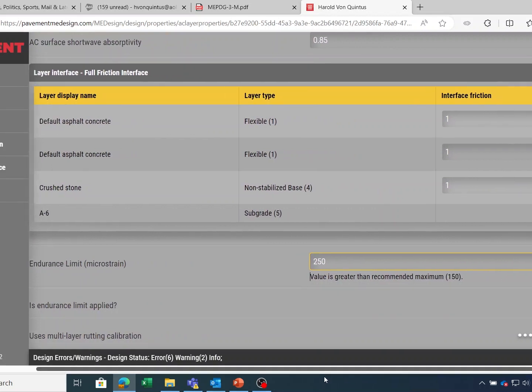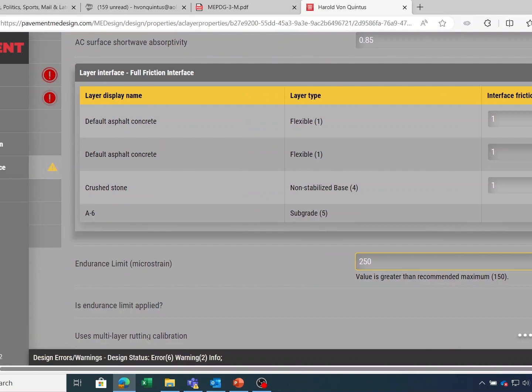So if a user has more than one asphalt layer, the user can enter the multi-layer rutting calibration coefficients for each individual asphalt layer. If the user does not check this box, then one set of rutting calibration coefficients are used for all asphalt layers included in the structural design process.